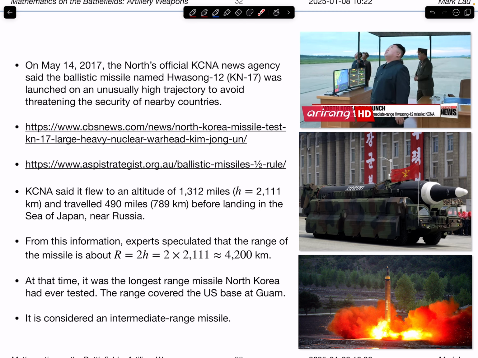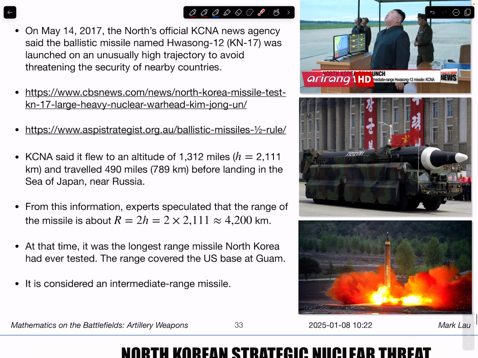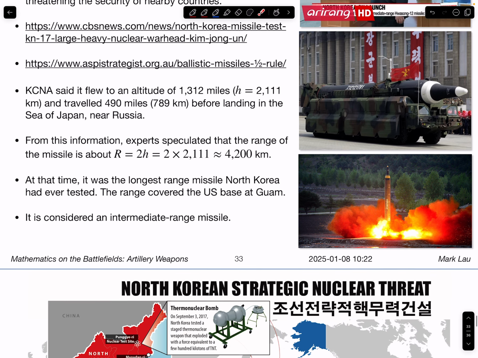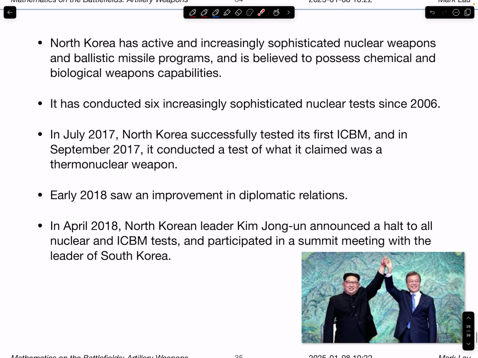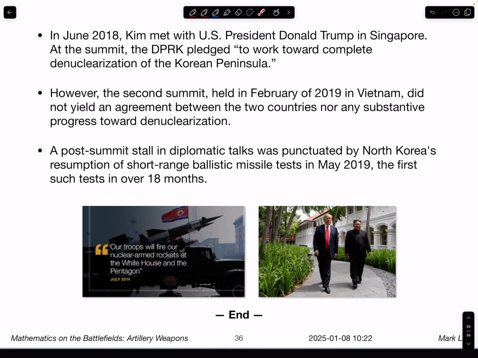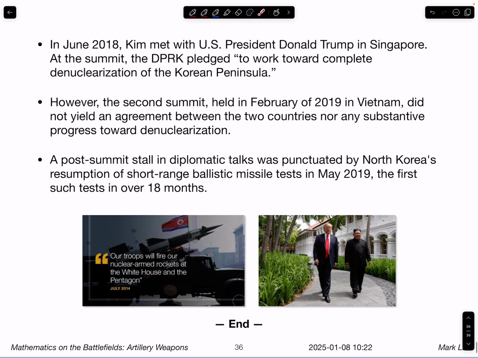On May 14th, 2017, North Korea's official KCNA news agency said the ballistic missile was launched on an unusually high trajectory to avoid threatening the security of nearby countries. These are some random facts that I don't need to know.